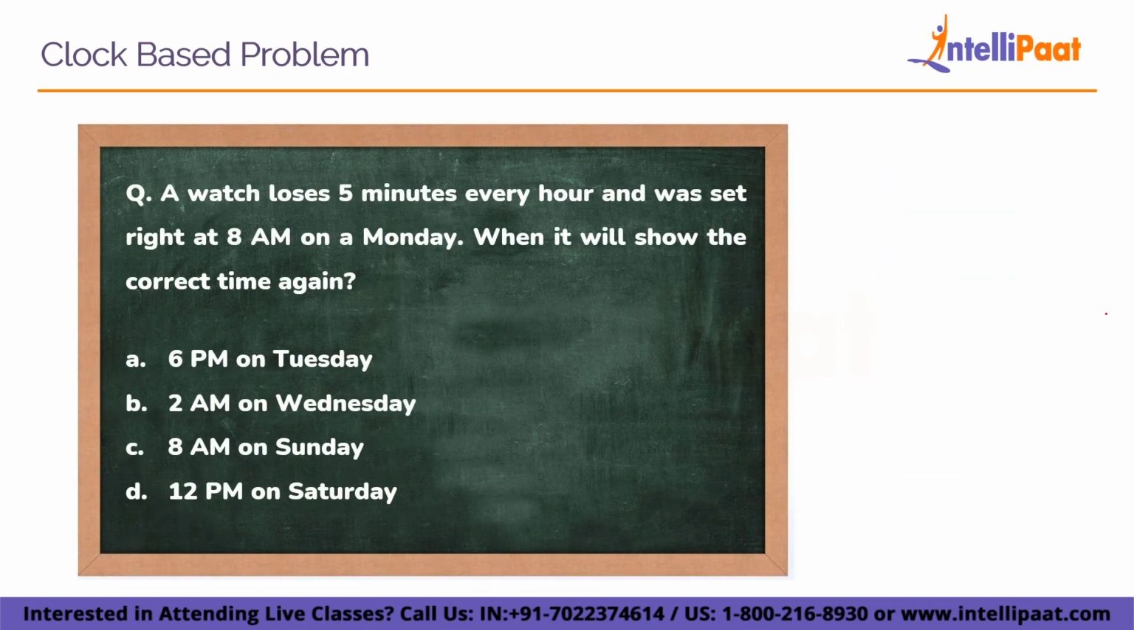Now let's jump on to our third problem, and the question is: a watch loses 5 minutes every hour and was set right at 8 a.m. on Monday. When will it show the correct time again? So in this question it was saying that a watch that was set on Monday 8 a.m. was losing 5 minutes every hour. So we have to find when it will again show the correct time. Right?